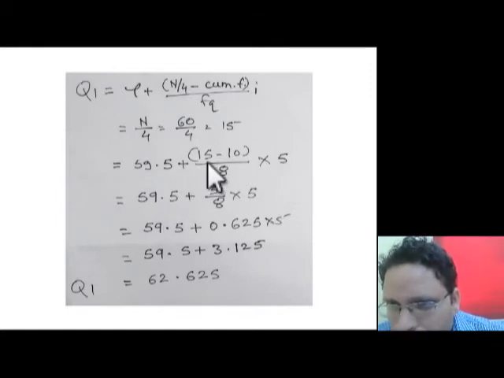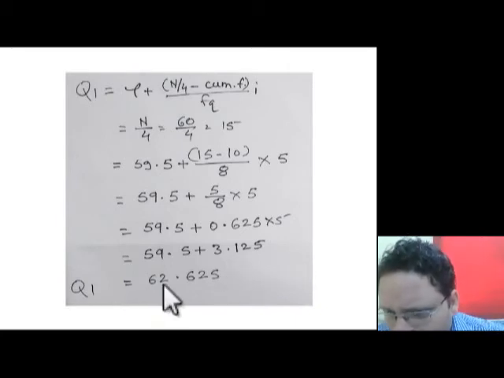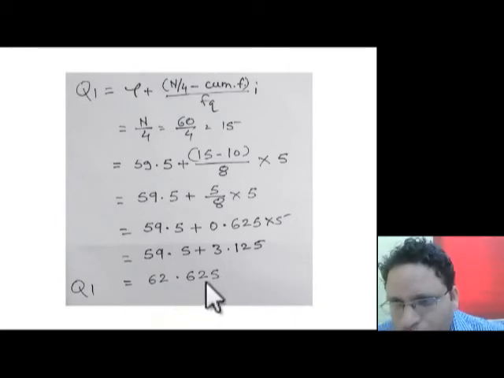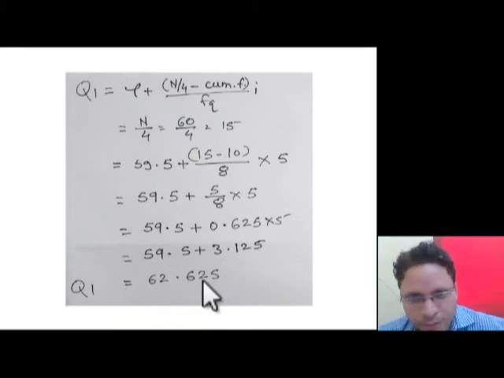Now just do this. 15 minus 10 is 5, divided by 8 into 5. 5 divided by 8, this value comes 0.625, into 5, we are getting the value 3.125. Plus 59.5, you are getting the Q1 value 62.625. It is so simple.